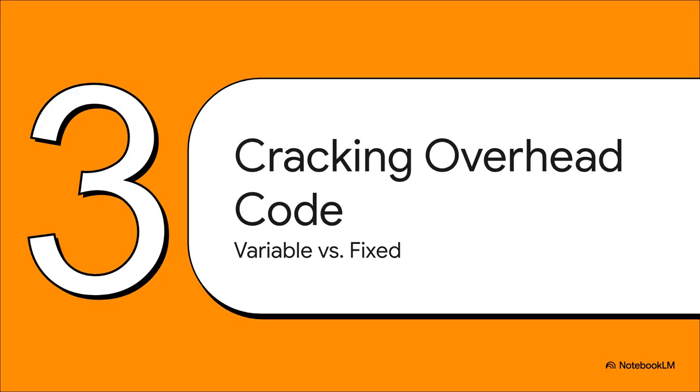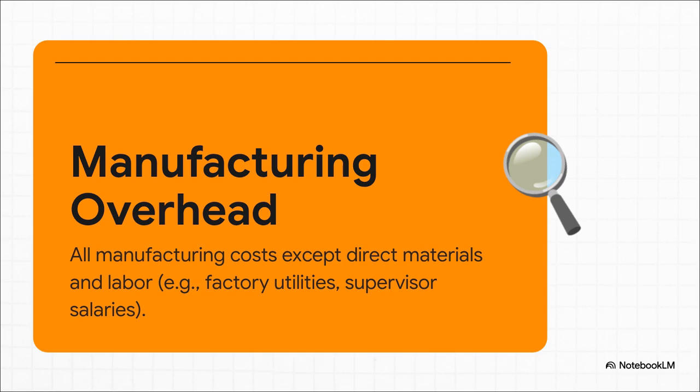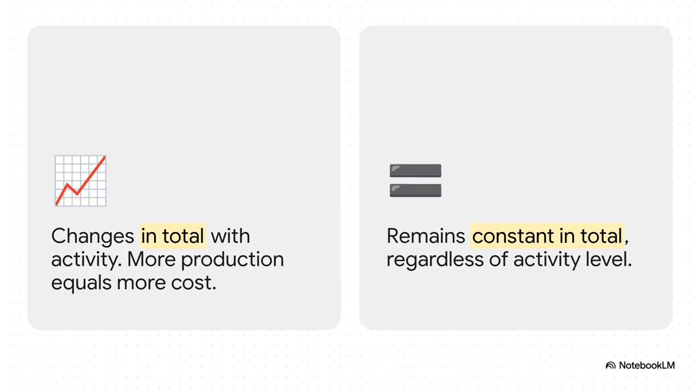It's time to crack the code on manufacturing overhead. Now, listen, don't think of this as some huge, scary list of expenses you have to memorize. Just think of it as sorting costs into two buckets. That's it. First, just a quick reminder of what we're talking about. Manufacturing overhead, or MOH, is basically every single cost inside the factory that is not direct materials or direct labor. You know, the electricity, the factory manager's salary, the rent for the building, all that good stuff that keeps the lights on. Now here is the mindset.